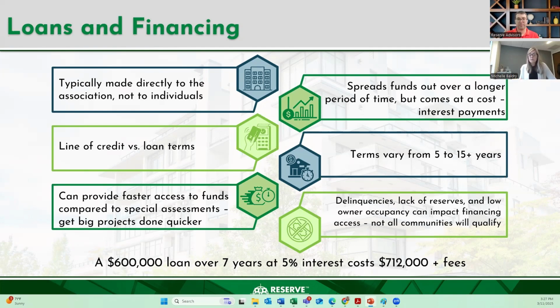You'll want to consider the terms of the loan, right? What's the most digestible for your owners? Obviously, the shorter term loan, the quicker you'll pay it off, less interest, but what's digestible and manageable for your owners? And then, of course, the bank is going to evaluate their risk too, right? So it's not a given that you're going to even qualify for a loan. The bank will look at delinquency rates, the lack of reserves or how much you have in reserves now, like how much can you actually pay for this project, or are you asking the bank to pay it entirely? And owner occupancy rate, right? So there's a lot of different factors that the bank will take a look at before issuing a loan.